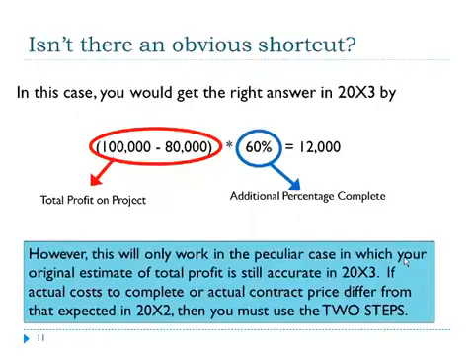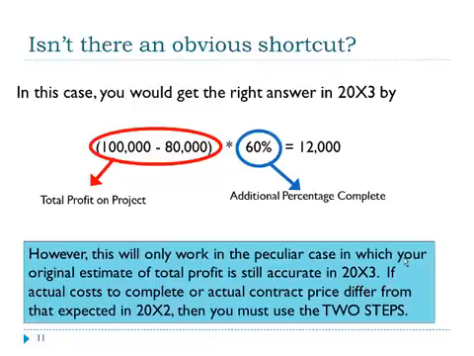In this case, you would get the right answer in 2003 if you took the total gross profit on the project and multiplied it by the additional percentage complete that occurs in 2003. That is, you'd get the right answer if you multiplied 20,000 times 60%, since it was 40% completed in 2002 and 60% completed in 2003.